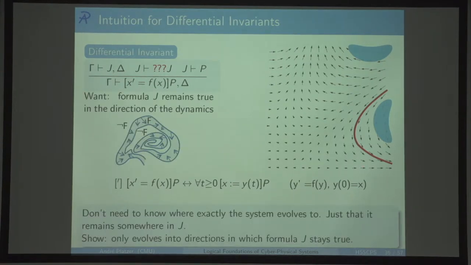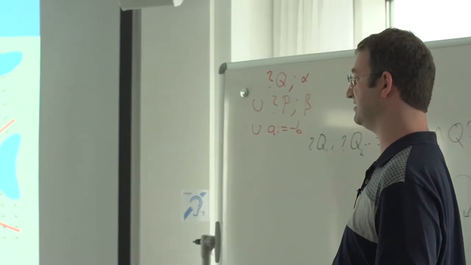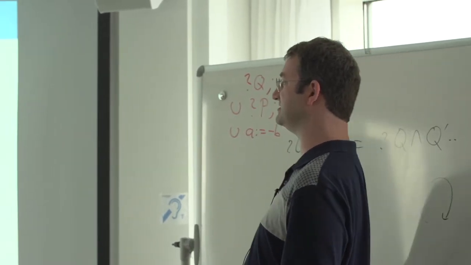Okay, let's make that happen. So we want a formula that remains true in the direction of the dynamics, which, if I just illustrate the region where everything is fine, is this funny little funnel here. Then if the dynamics always pushes us inside and never outside of the set, I guess we're good to go. So we don't know exactly where the system evolves, just that it remains somewhere in the region.